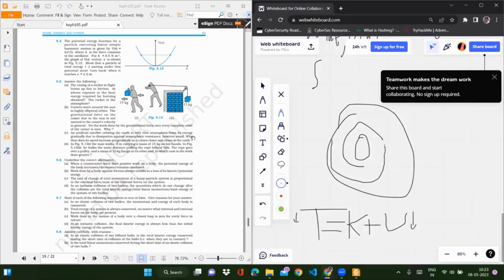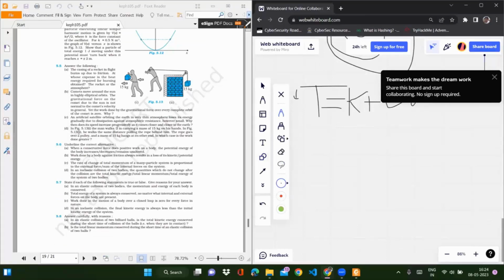Here it is given that the decrease is small, so it is decreasing less compared to the potential energy. Due to this, we will see that if total energy decreases by a smaller amount and potential energy decreases by a larger amount, then in that case the kinetic energy will actually increase.